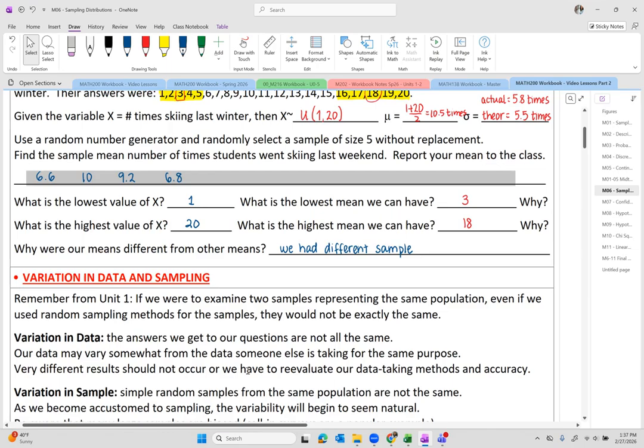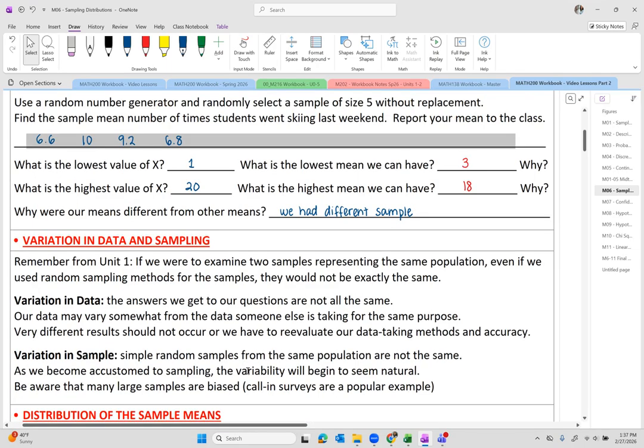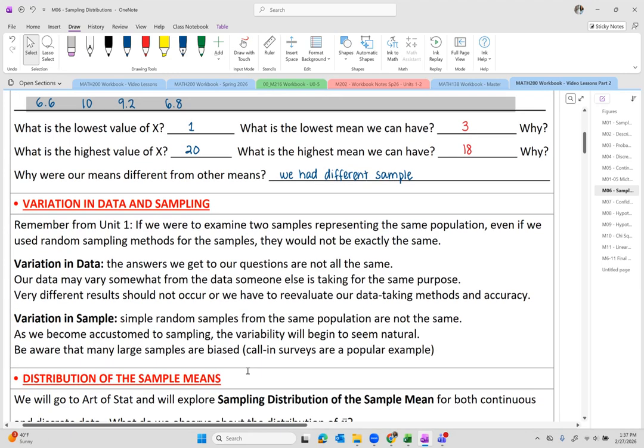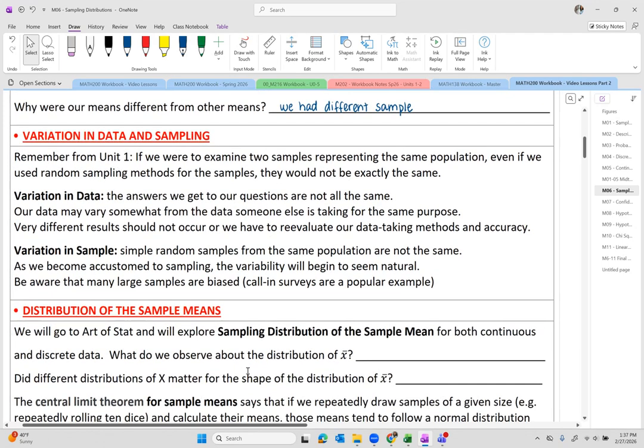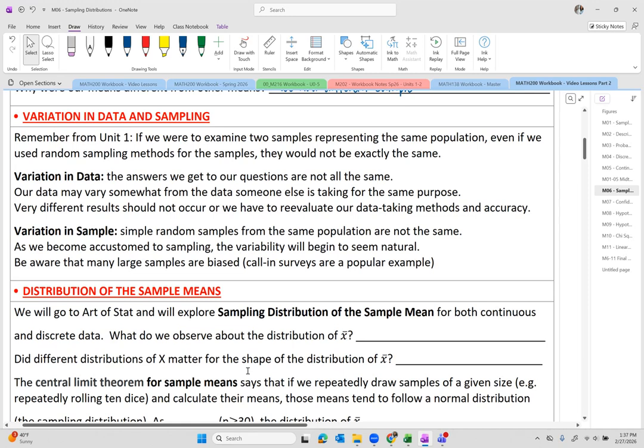So that's our question. The question is, all of these means, what do they look like? And statistically, this is called, what is the distribution of the sample means?